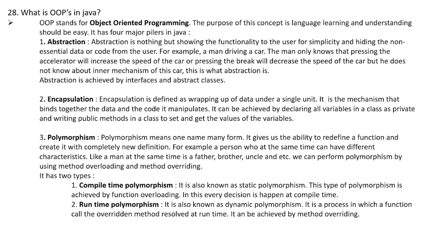It has two types. First one is compile-time polymorphism. It is also known as static polymorphism. This type of polymorphism is achieved by function overloading. In this, every decision happens at compile time. Second one is runtime polymorphism. It is also known as dynamic polymorphism. It is a process in which a call to the overridden method is resolved at runtime. It can be achieved by method overriding.